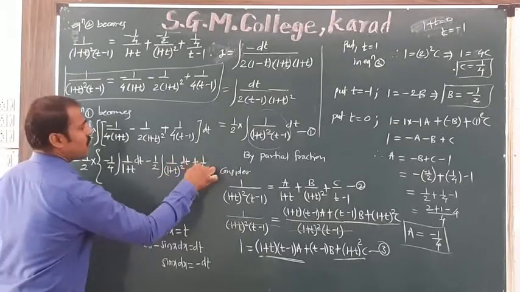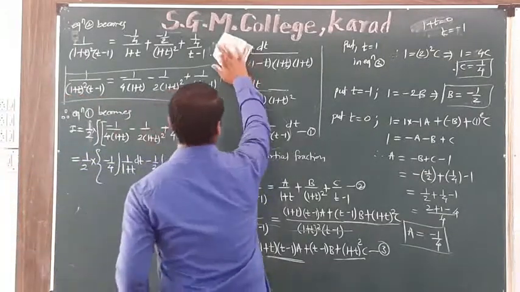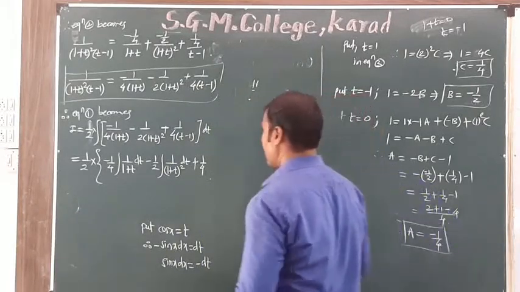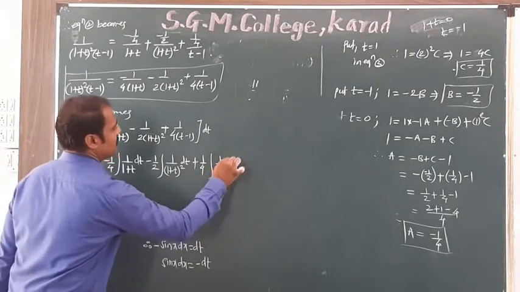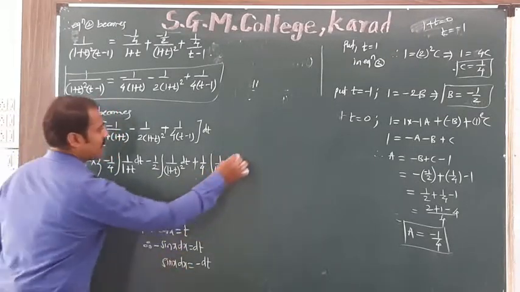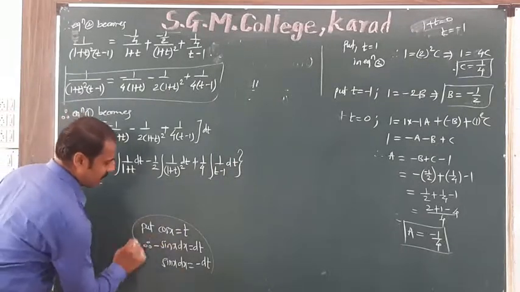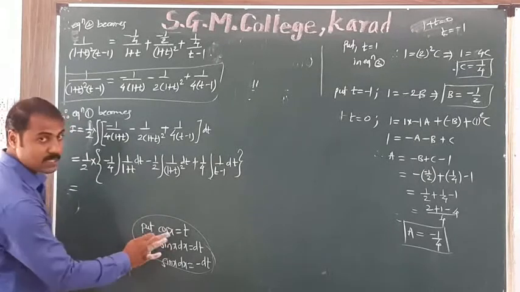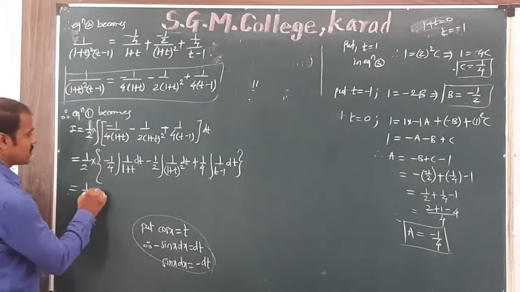Plus 1 upon 4 is constant. Integration of which function is here? 1 upon t minus 1 dt. Curly bracket complete. To evaluate, here is the substitution: put cos x is equal to t. Don't forget about that substitution. 1 upon 2 as it is into.